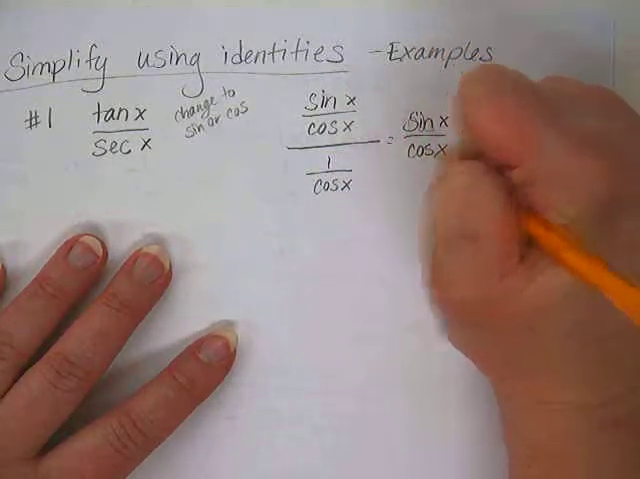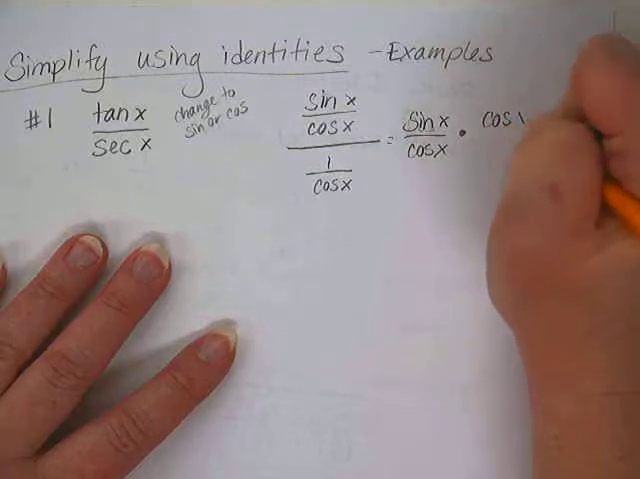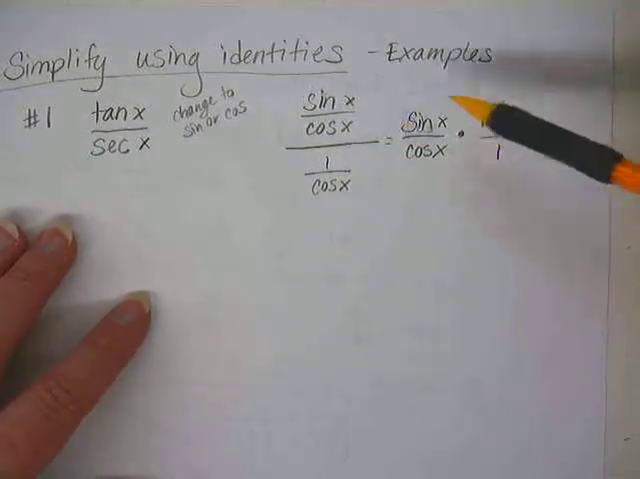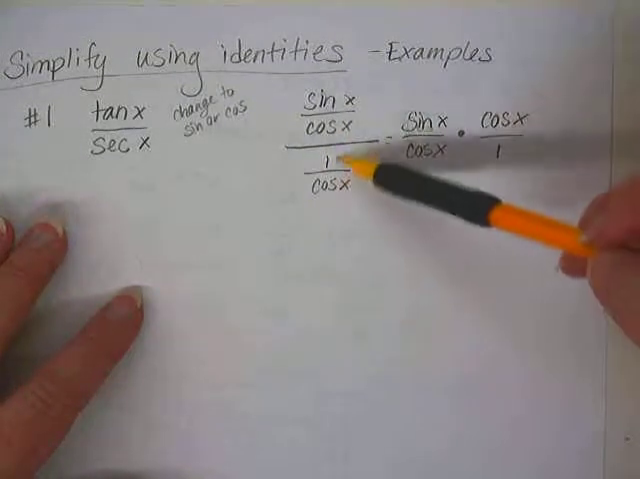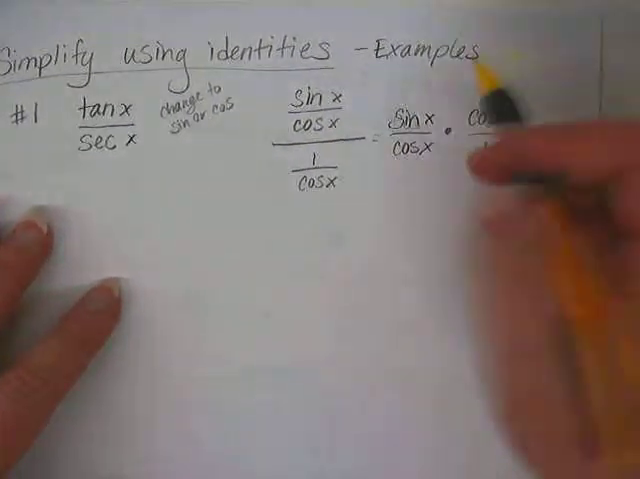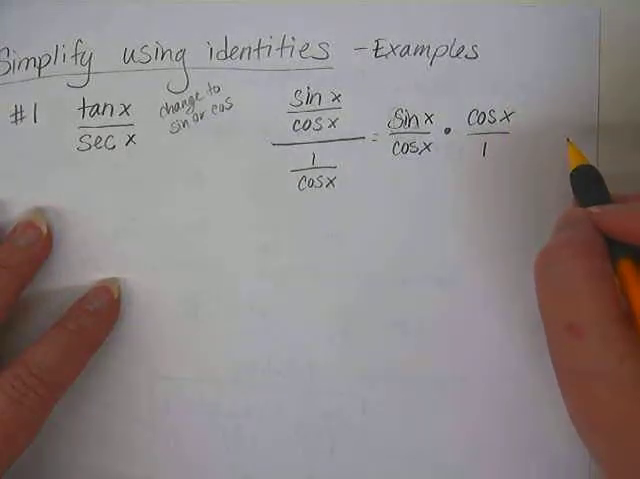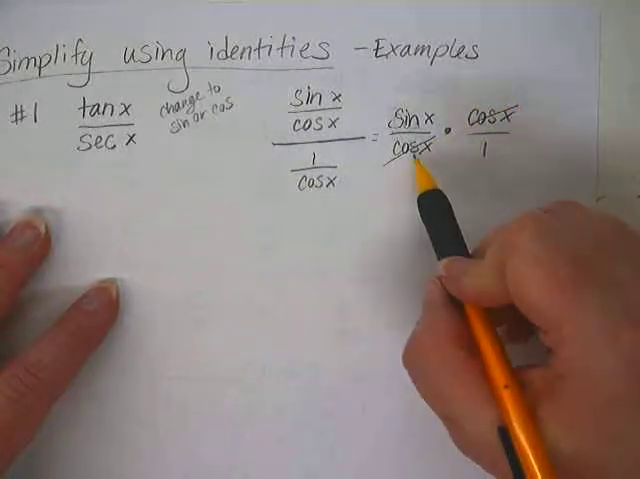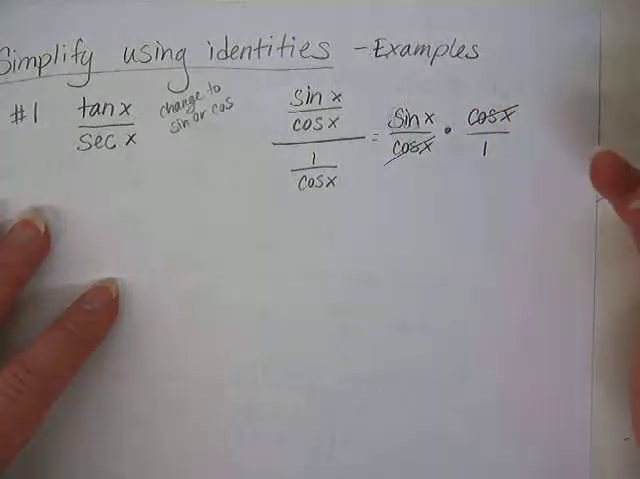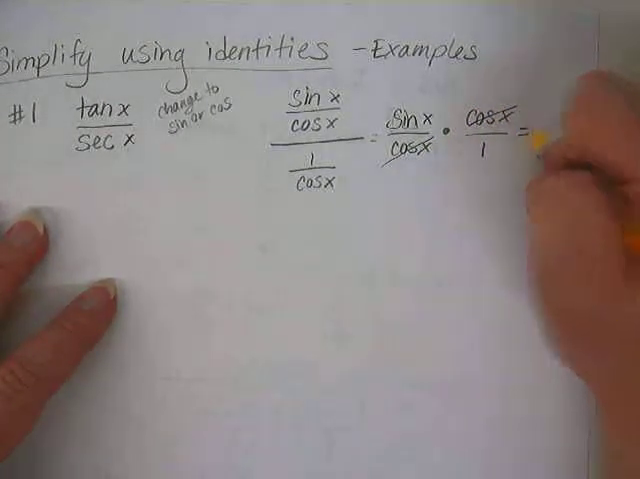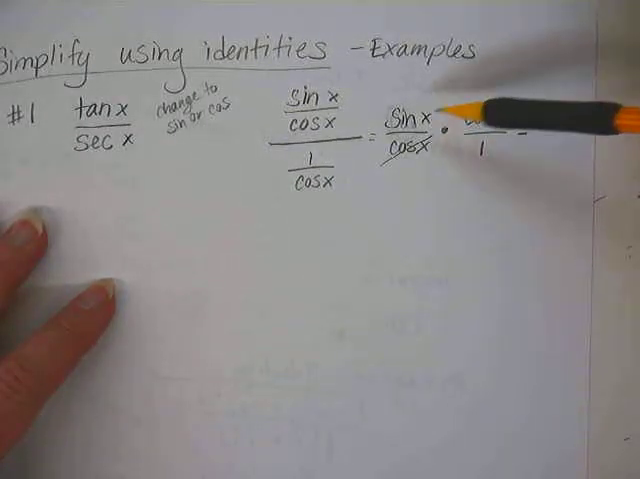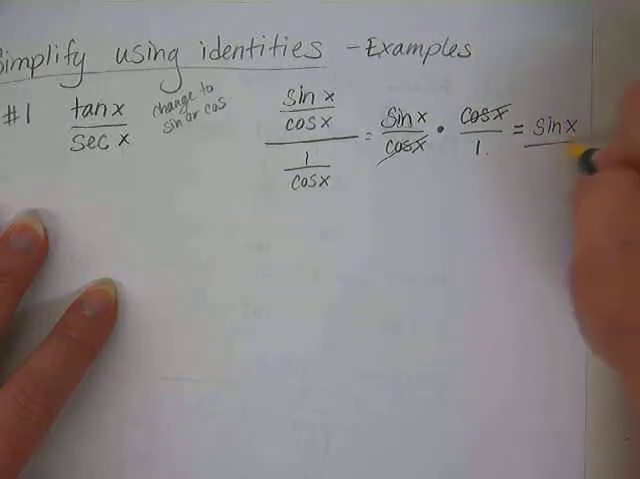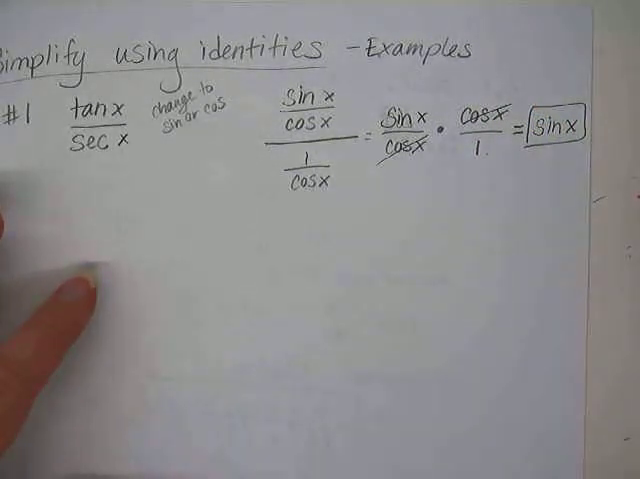Sine x over cosine x times cosine x over 1. So I wrote down the top fraction as is, I'm going to multiply, and I flip over the bottom fraction. But you might notice even before you start trying to multiply them, what ends up happening? We would have cosine over cosine, which is 1, so it doesn't even need to be there. So our final answer would be sine x over 1, which is simply what? There's our answer.